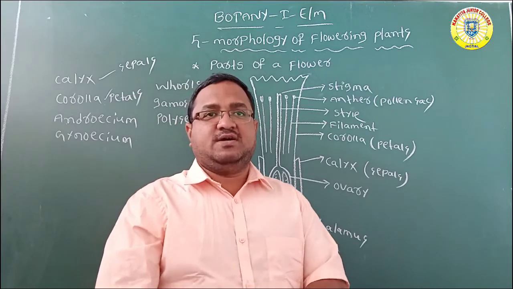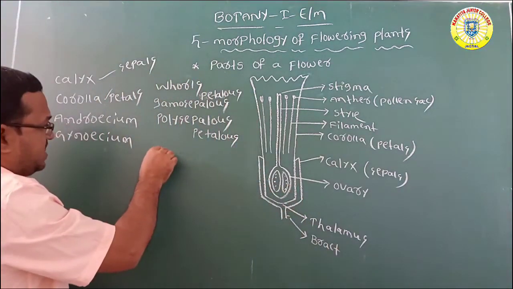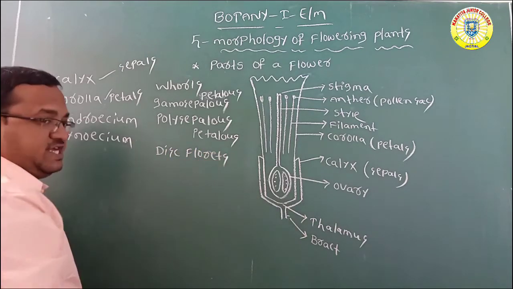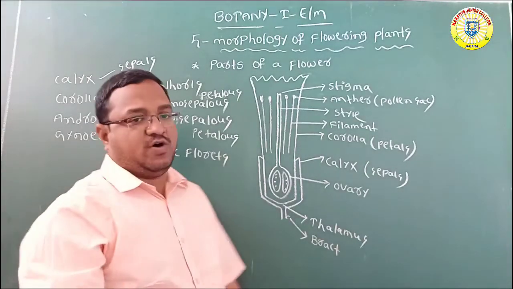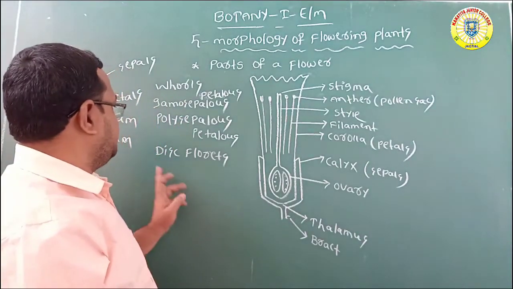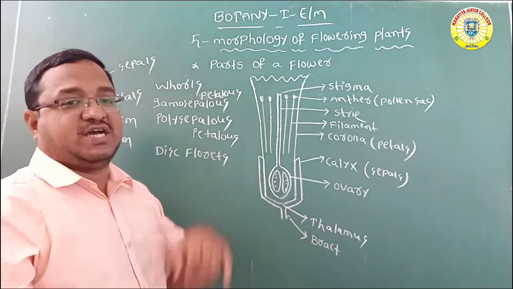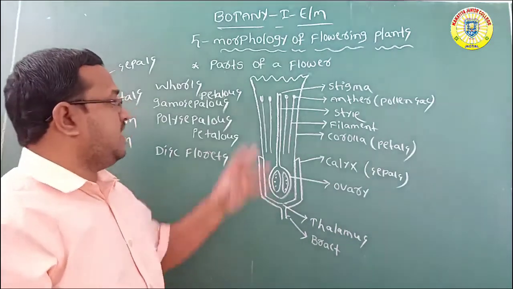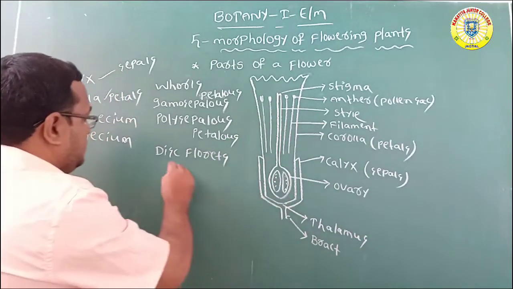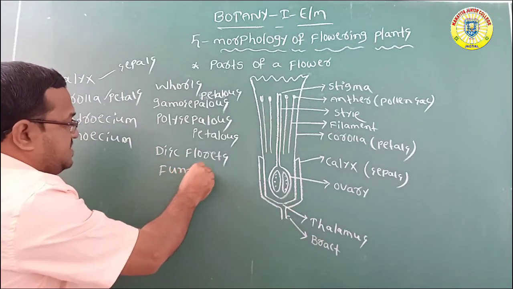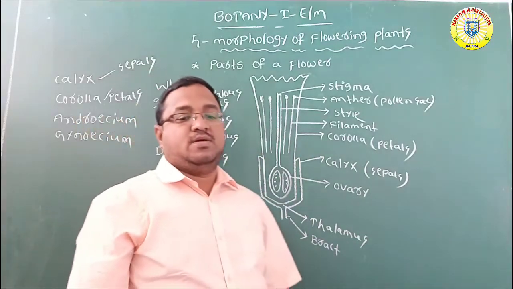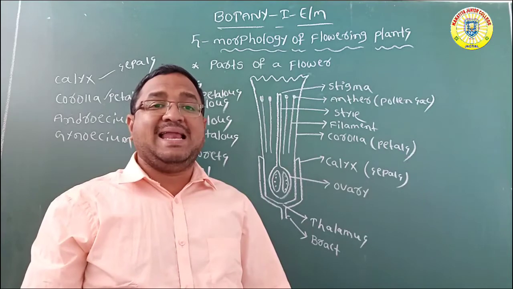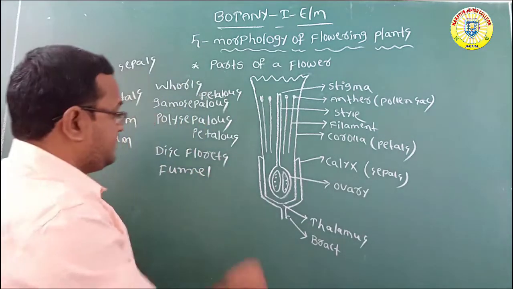Especially tube-like structure, what is the example? Disc florets of the Asteraceae family, especially sunflower. So the corolla is a tube-like structure in disc florets of the Asteraceae family. Especially in Datura, the corolla is funnel shaped. Best example, Datura. In some flowers, the corolla is bilipped. Best example, Ocimum.